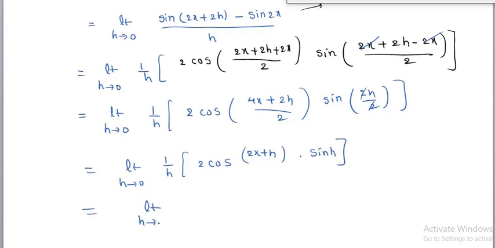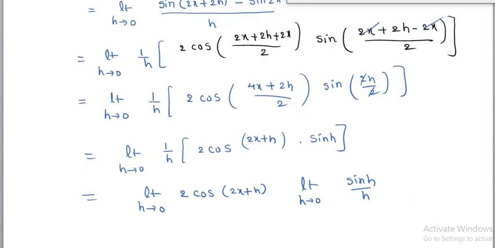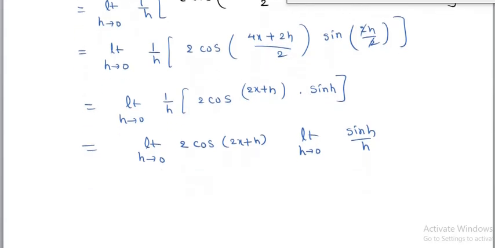So limit h tends to 0, 2 cos(2x+h), limit h tends to 0 of sin h by h, that is the value 1. Substitute h value 0, 2 cos(2x+0), that is the value 1. So 2 cos 2x. Write down. Next problem.